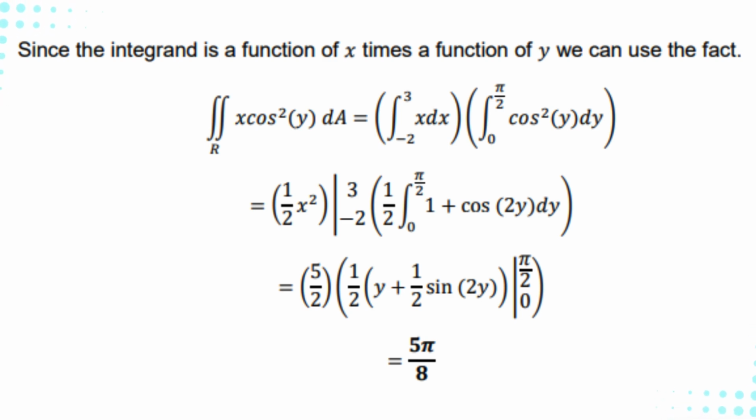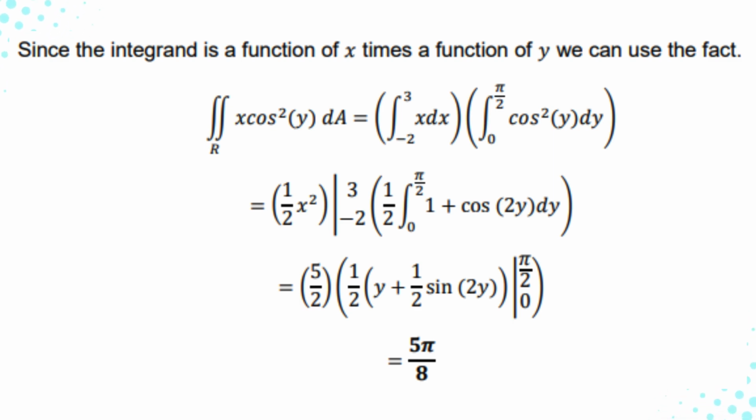Integrate with respect to x, we get 1 half times x squared, and then evaluating from negative 2 to 3, we get 5 halves. For the second integral, we are going to use the identity cosine squared y equals 1 half times 1 plus cosine of 2y.